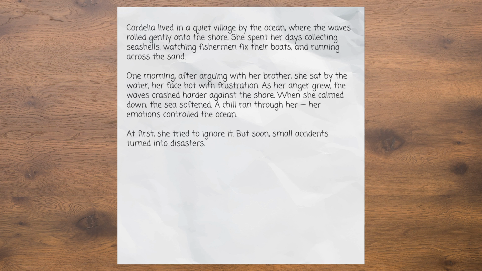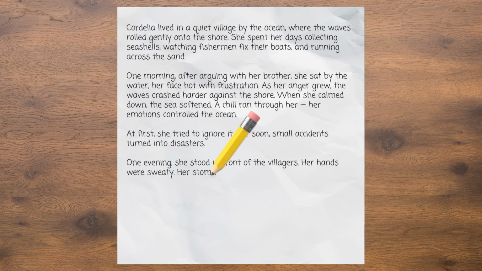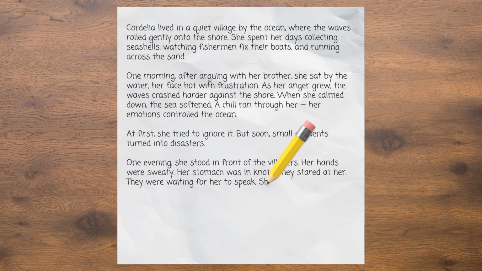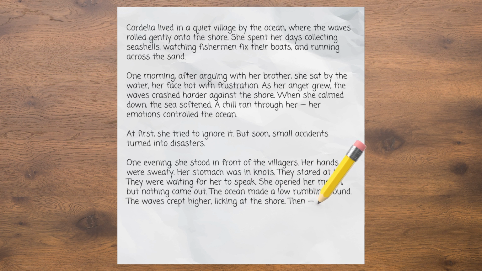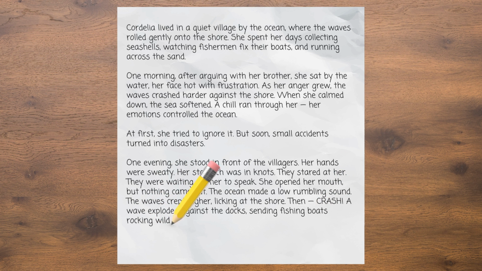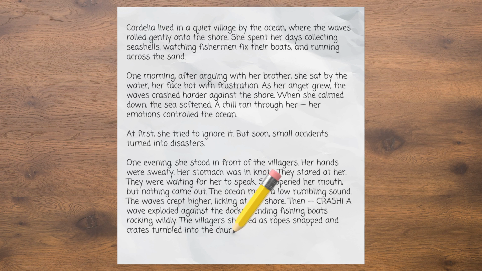How'd it go? Here's what I came up with. One evening, she stood in front of the villagers. Her hands were sweaty. Her stomach was in knots. They stared at her. They were waiting for her to speak. She opened her mouth, but nothing came out. The ocean made a low rumbling sound. The waves crept higher, licking at the shore. Then, crash! A wave exploded against the docks, sending fishing boats rocking wildly. The villagers shouted as ropes snapped and crates tumbled into the churning water. For days, no one could sail.